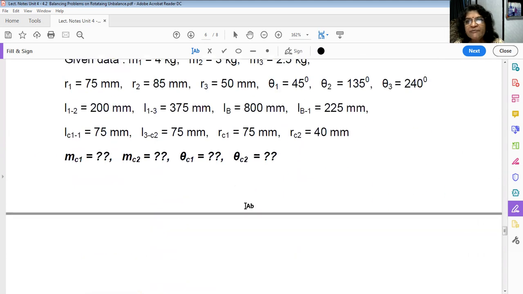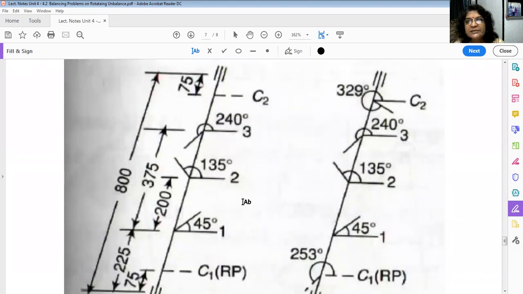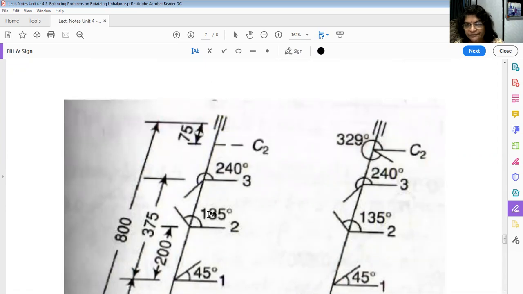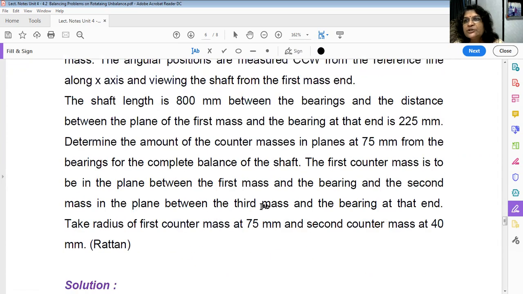Okay. What is given? That the distance between the two bearings. See, here there are two bearings. This is and this one. Two bearings are there. So the distance between the two bearings is 800 mm. Okay. And what is given? That the distance from the left hand side bearing up to the first mass is 225 mm. Okay. This distance is given. So that is 225 mm.